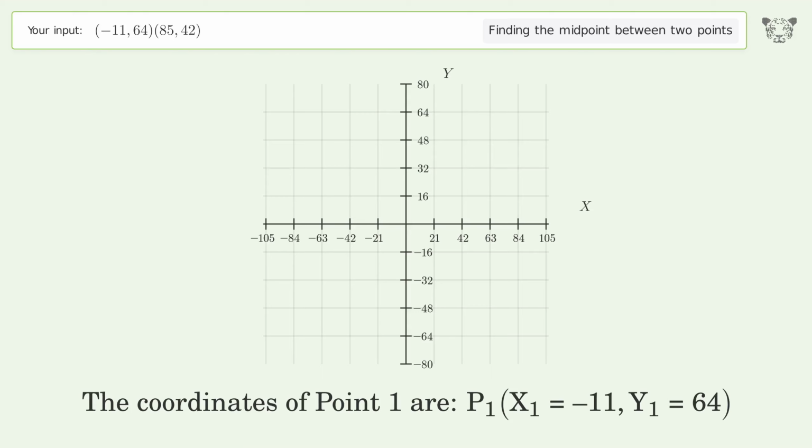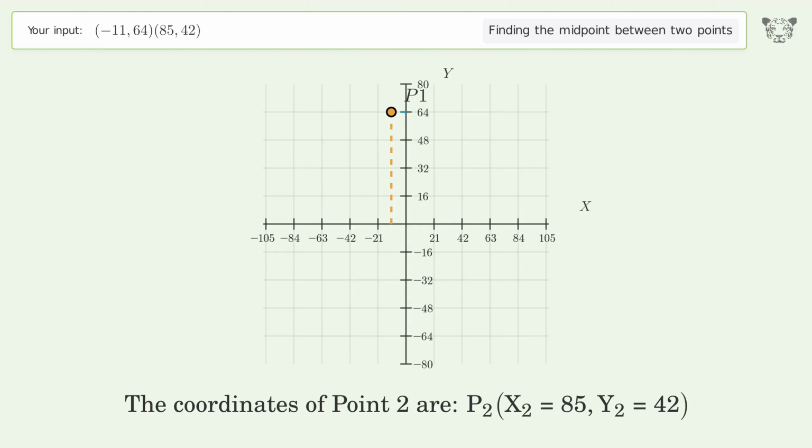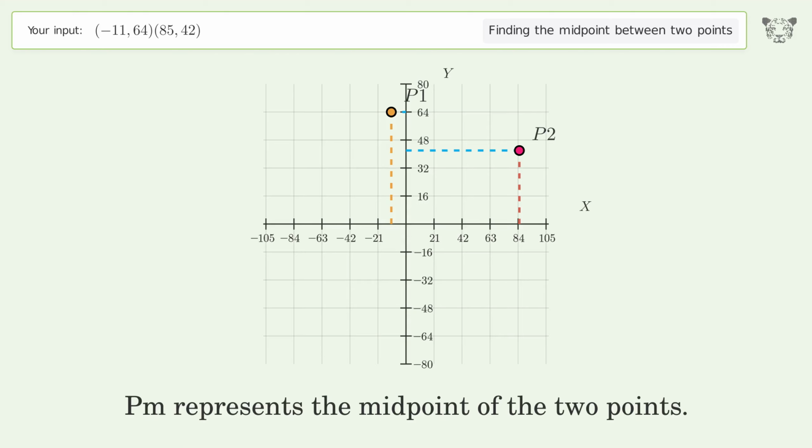The coordinates of point 1 are, x1 equals -11, y1 equals 64. The coordinates of point 2 are, x2 equals 85, y2 equals 42. PM represents the midpoint of the 2 points.